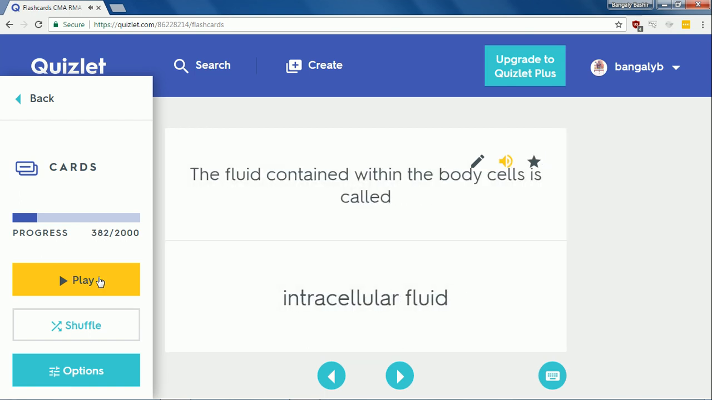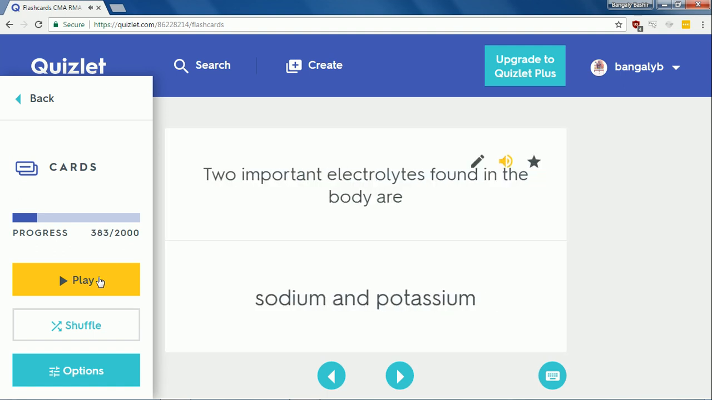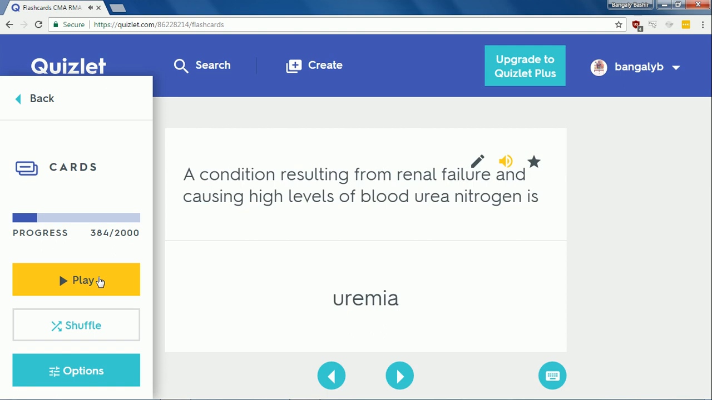The fluid contained within the body cells is called intracellular fluid. Two important electrolytes found in the body are sodium and potassium. A condition resulting from renal failure and causing high levels of blood urea nitrogen is uremia.